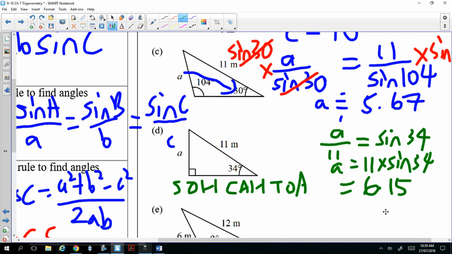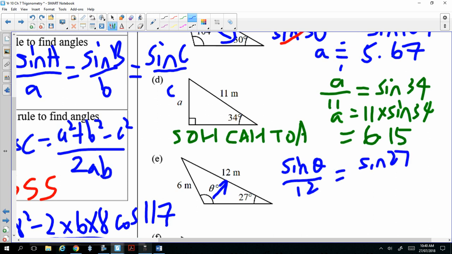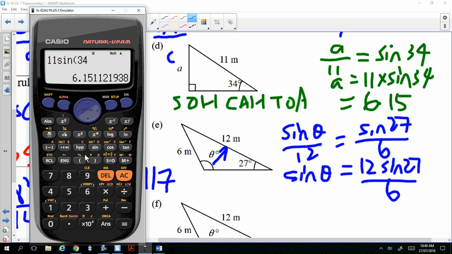Okay, next one. What rule would you do here? You don't want to use SOHCAHTOA because it's not a right angle triangle. So which rule? Is it SSS? No, it's a sine rule because not all three sides are given. So you start with sine of theta, opposite to 12, equals sine of 27 over 6. And then we're going to go sine theta equals 12 sine 27 over 6. And then use your calculator. So you do 12 sine 27, close bracket, divide by 6.